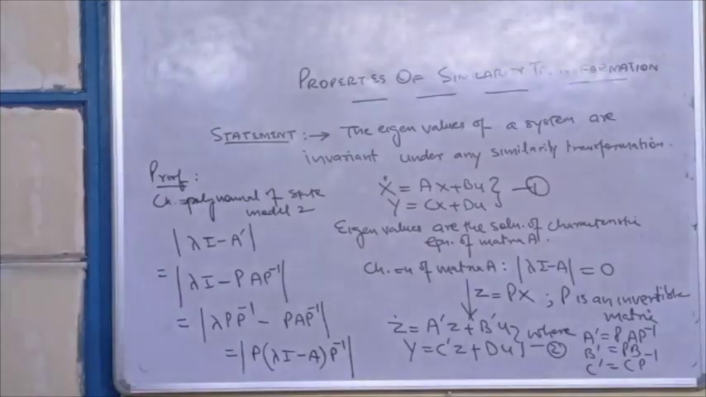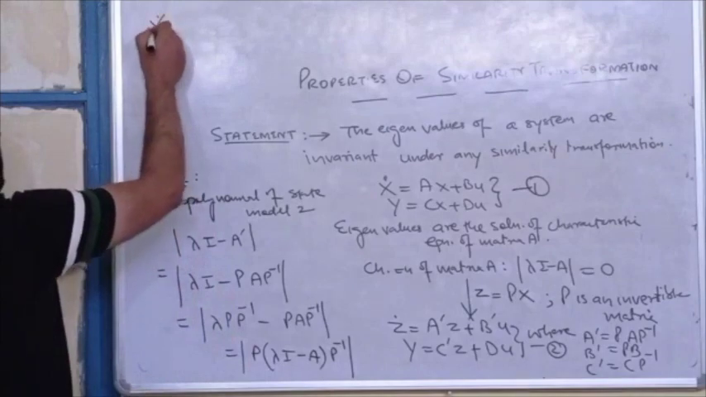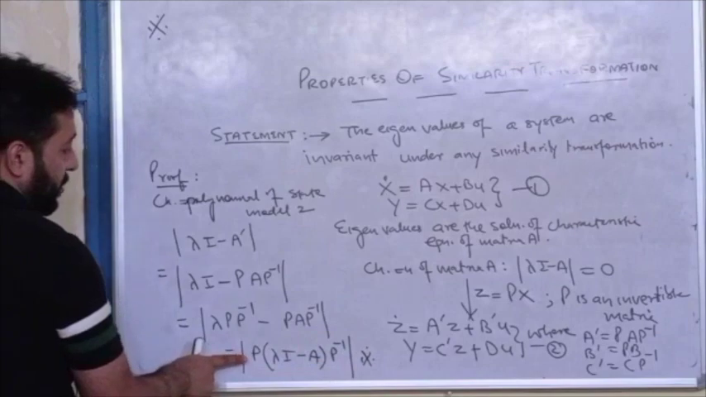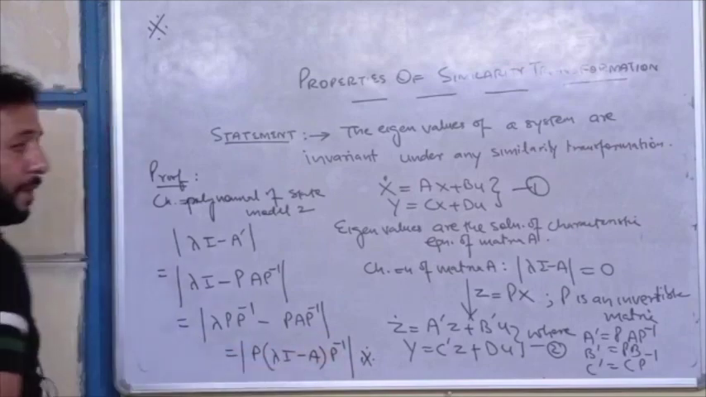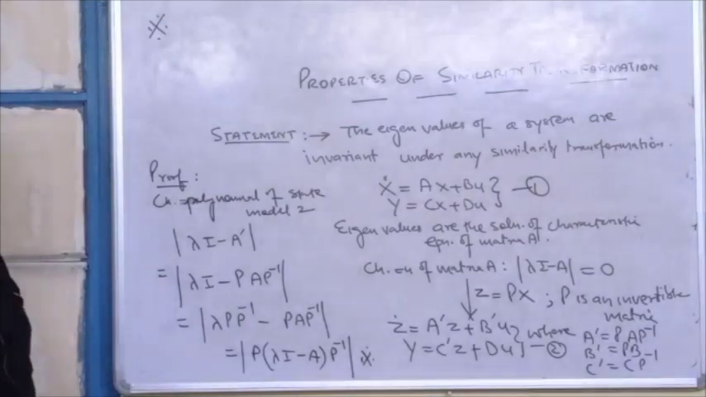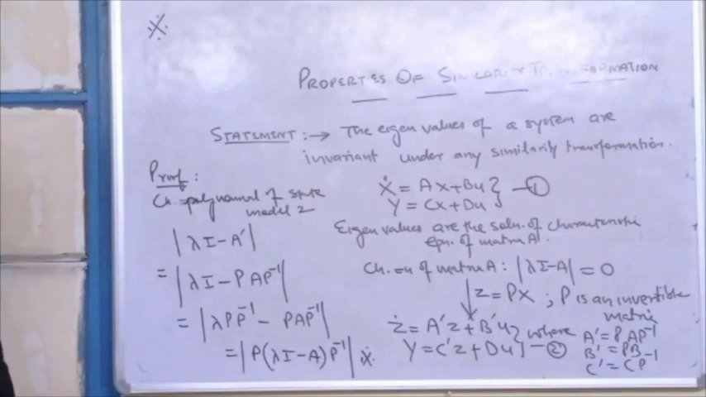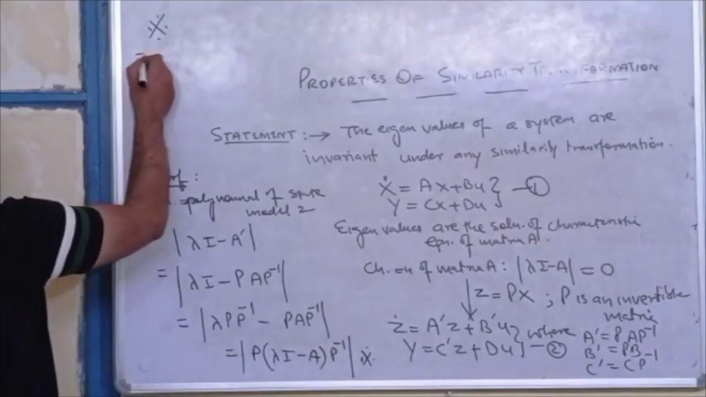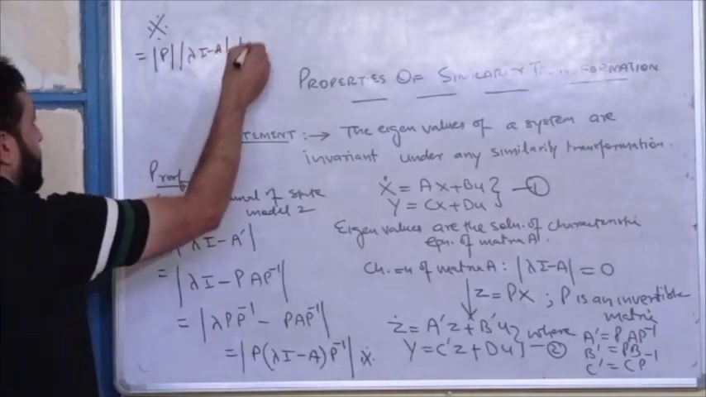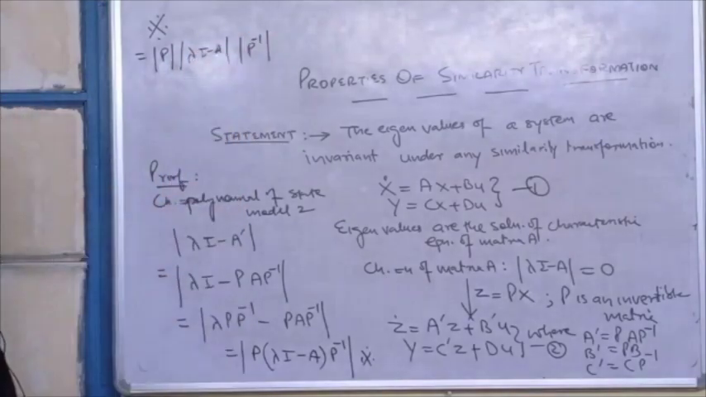So ये मैं रहने देता हूँ. Let me write it here. ठीक है. Now, this is the determinant of the product of three matrices. P, lambda I minus A and P inverse. Determinant of the product of the matrices is equal to the product of the determinant of the matrices. This is a theorem in matrix theory. So, we can write it as determinant of P, determinant of lambda I minus A and determinant of P inverse.